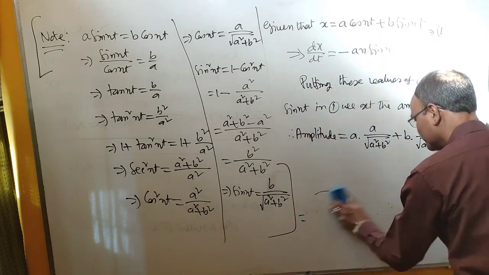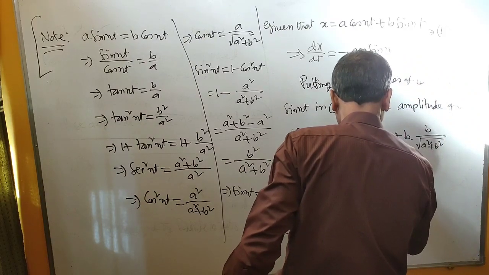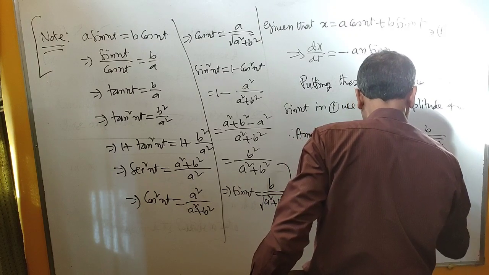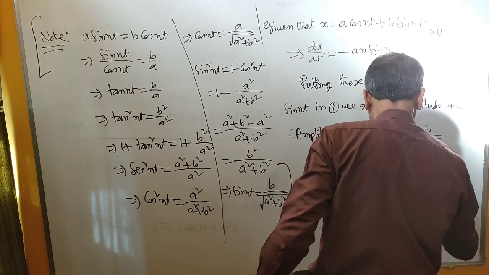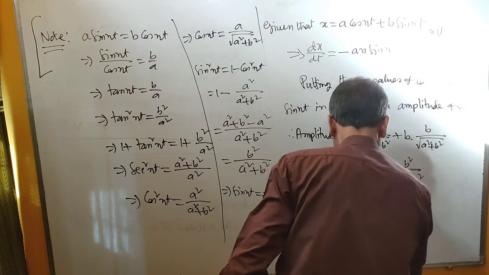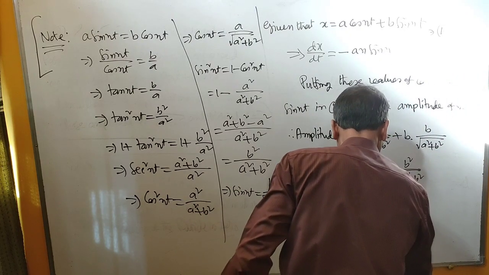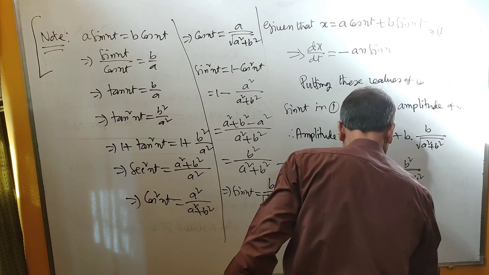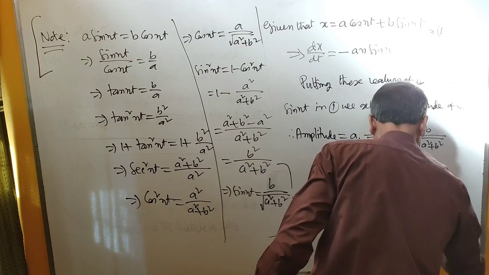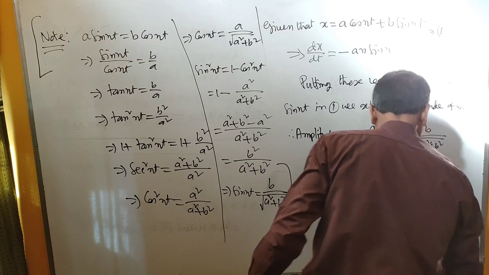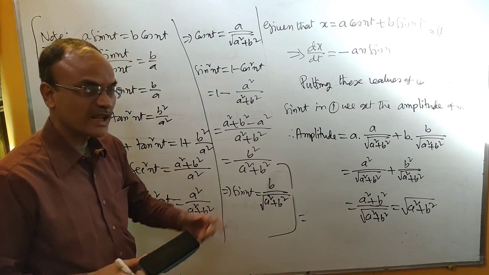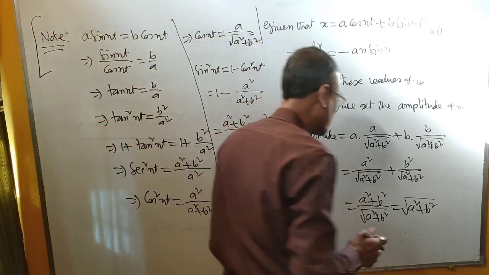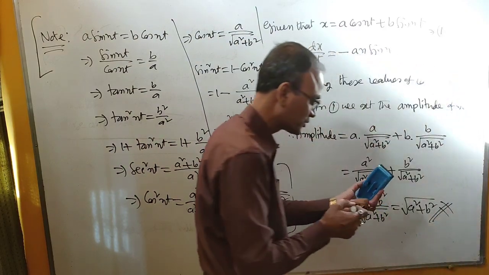This is equal to A square divided by root over A square plus B square plus B square divided by root over A square plus B square. This is equal to A square plus B square divided by root over A square plus B square, equal to root over A square plus B square. Therefore, the amplitude of motion is root over A square plus B square. We have proved this one.